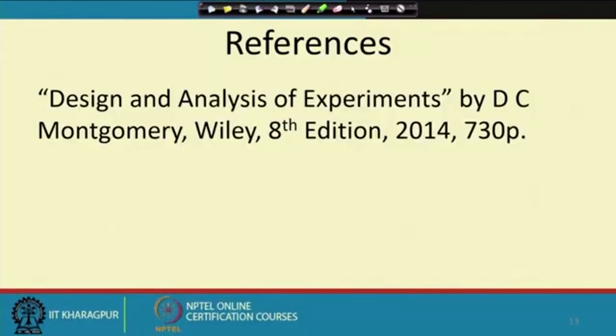With this I finish this first lecture, but at the end I must tell you about the book Design and Analysis of Experiments by Montgomery. This is an excellent book. There are many good books available in the market, so you can go through other books also. As I have gained heavily by reading this book, I recommend it, but it is not that there is no other book; there are many good books available in this domain.